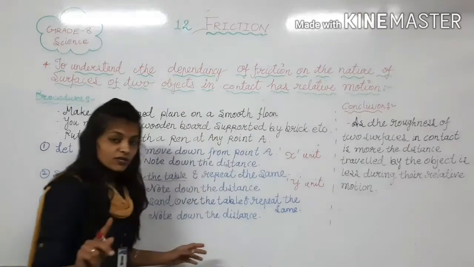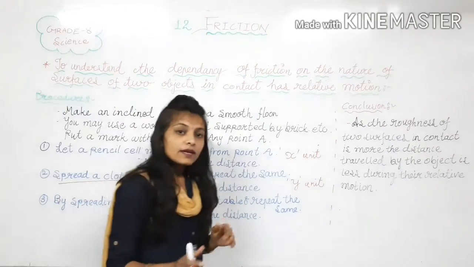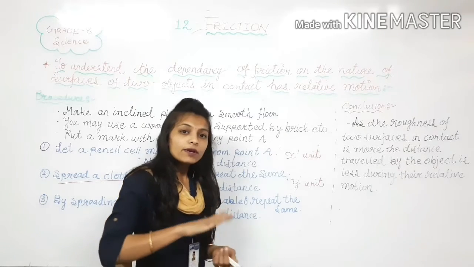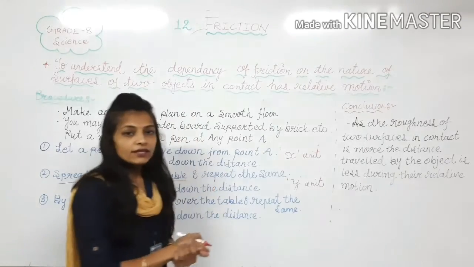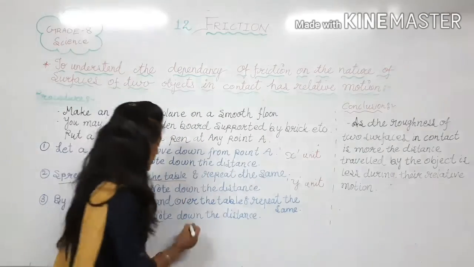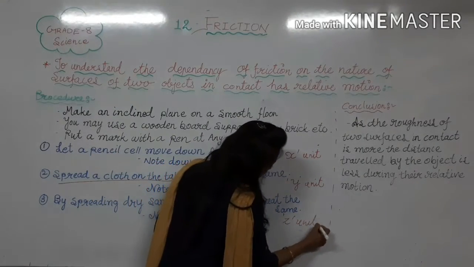And in the third situation, what do we have to do? Instead of the cloth, now we will spread one layer of dry sand. Then again the same activity you have to perform. You have to move the cell from point A and again note down the distance, and that will be z units.